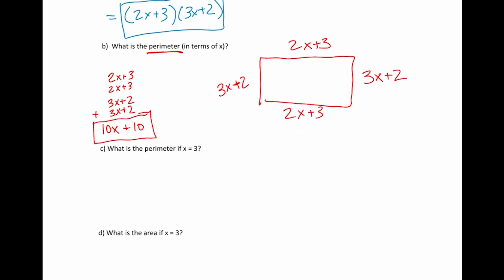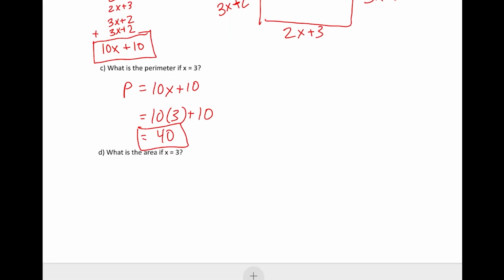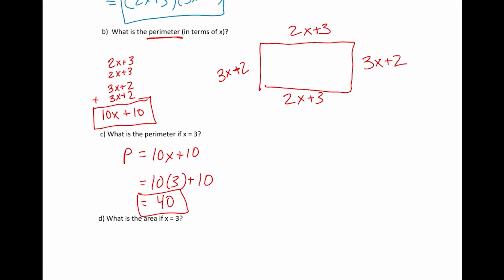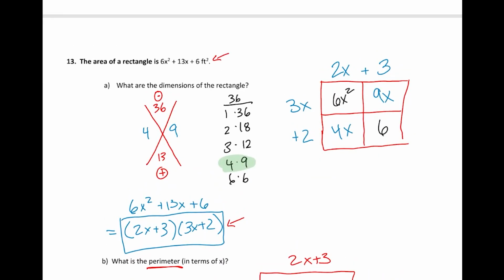Part C says, what is the perimeter if x equals 3? Well, if we know that the perimeter is 10x plus 10, then if x equals 3, we have 10 times 3 plus 10. Sorry, I meant 10 times 3 is 30, plus 10 is 40. And last question of the homework, what is the area if x equals 3? Well, you could either use the factored form, which might be easier, or you can use the original expression.